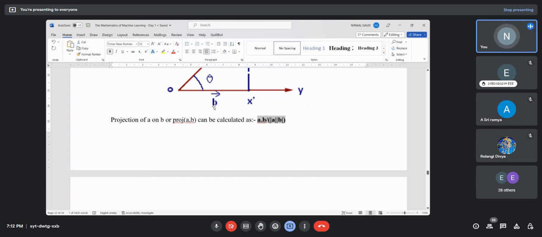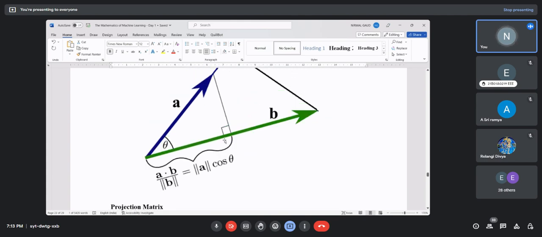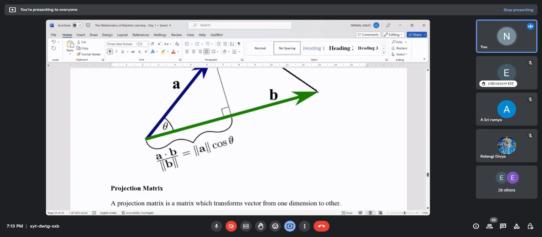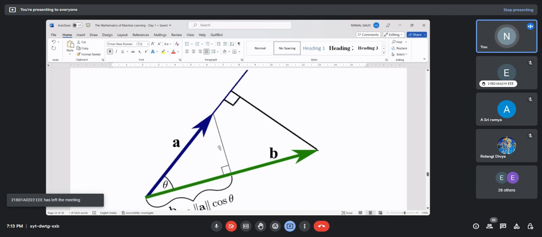That is cos theta. If someone asks, what is the projection of A on B, you will say, sir, for A on B it will be A dot B upon magnitude of A into magnitude of B. And if someone asks, what is the projection of B on A, then you will say, B dot A divided by magnitude of B into magnitude of A. Simple. So it's cos theta, the angle between them. If I multiply here by A, then it's A cos theta. And if I take B, then it will be the projection of B on A. That's what I was telling you. This is the diagram for the projection.